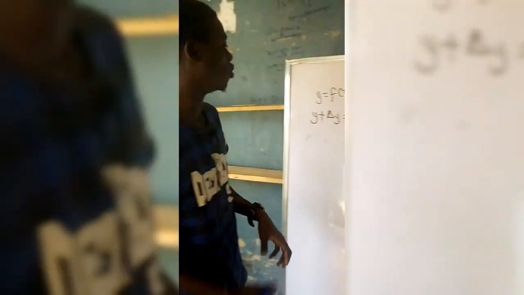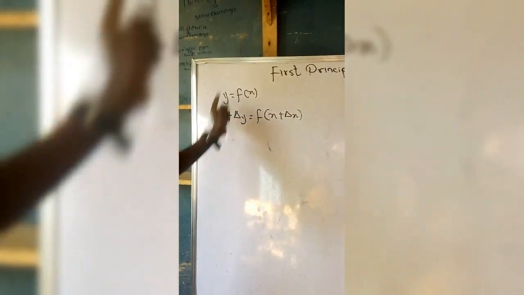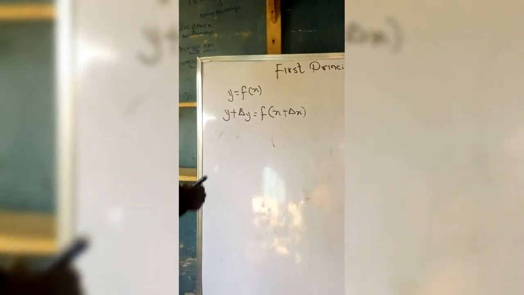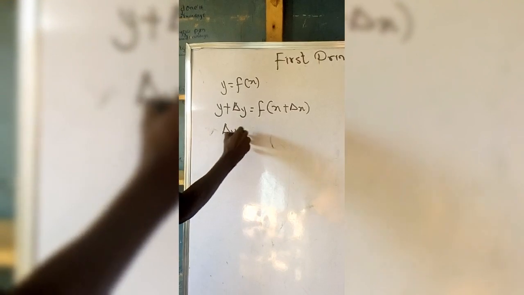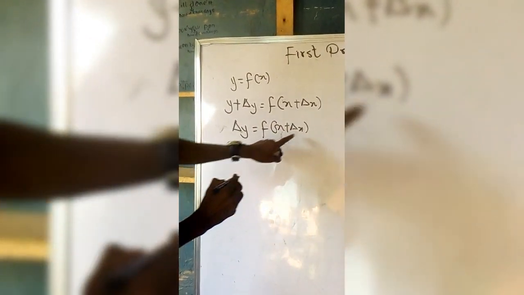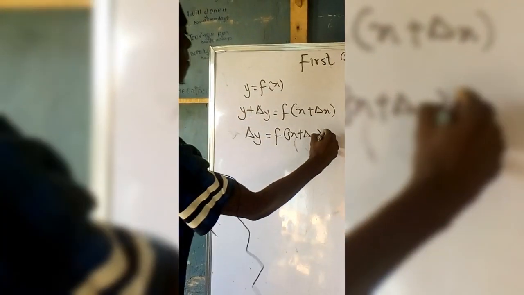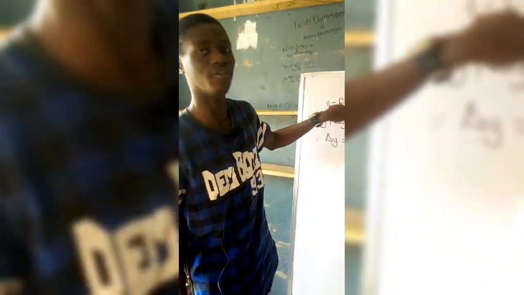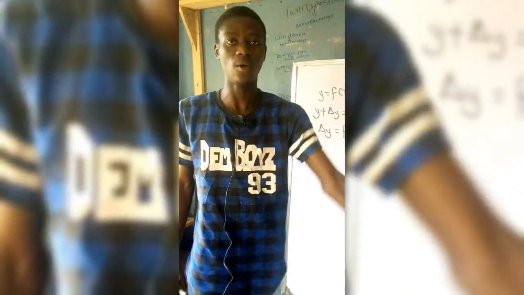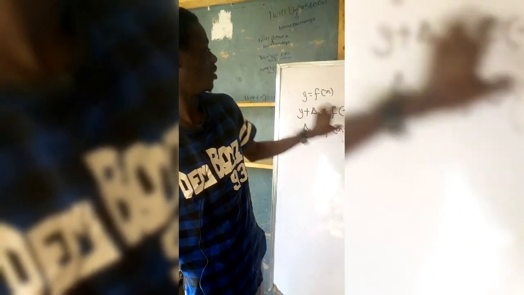So for me now, what do we do? We are going to shift this y, we bring it over to this other side. So we are going to have delta y equals f of x plus delta x, which is an increase in x. So when this crosses this bridge, it changes to minus y. Now, from the question, y is a function of x, y is f of x. So we can replace y with f of x.